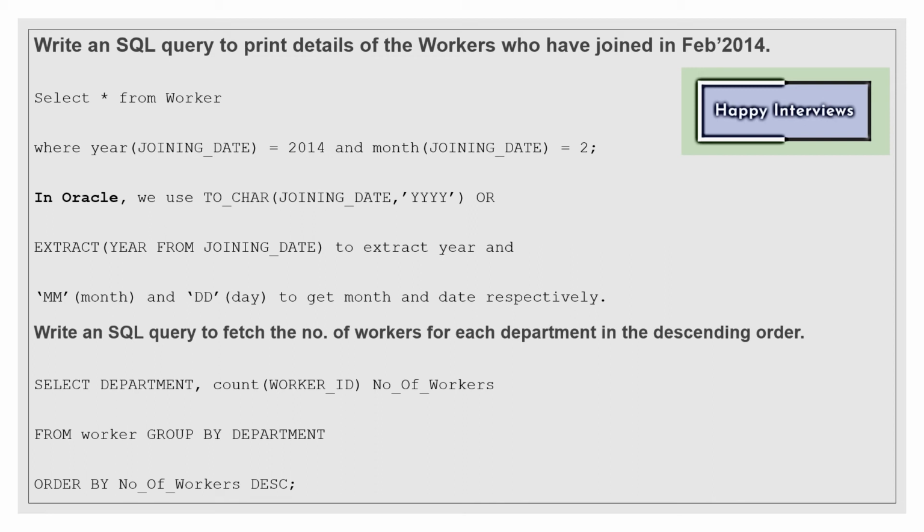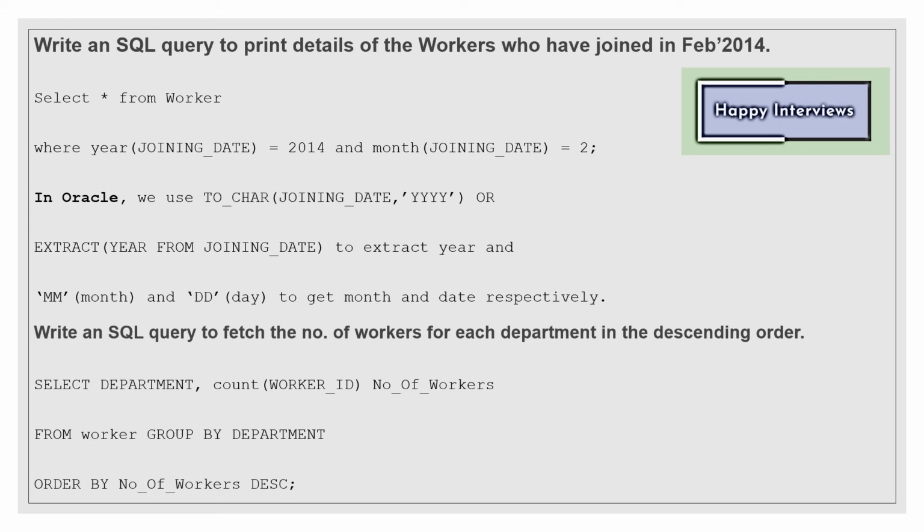There is a function, but it depends on which RDBMS you are using. If you are using SQL Server, then this will work. But if you are using Oracle, it will not work, because there is no such functionality where we can use year of joining date like this. Basically, a joining date is a date like 24th Feb 2015. If I write year and, in between, the column name, it will extract the year from that. If I write month, then it will extract the month.